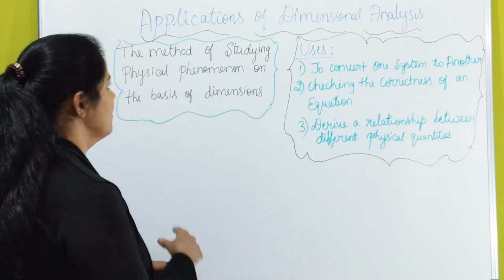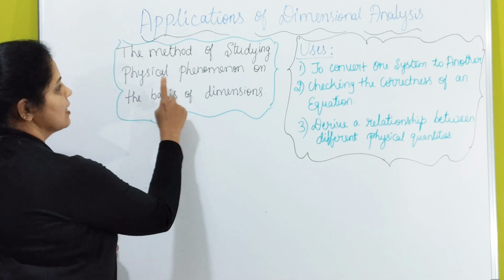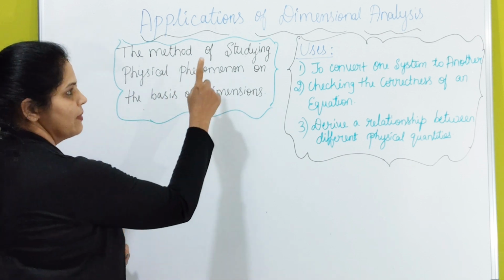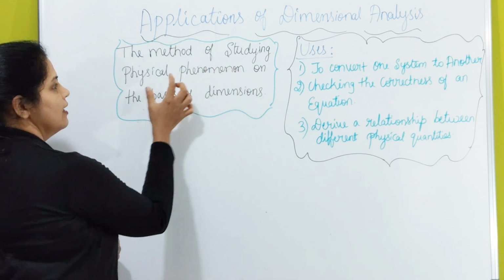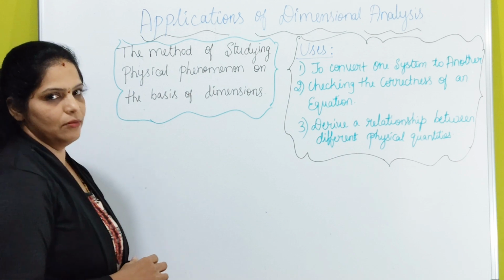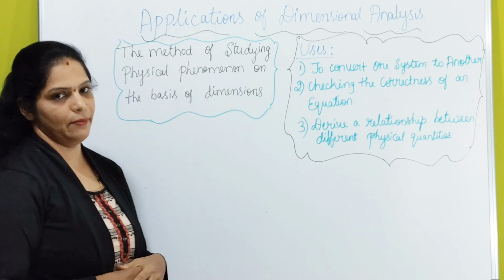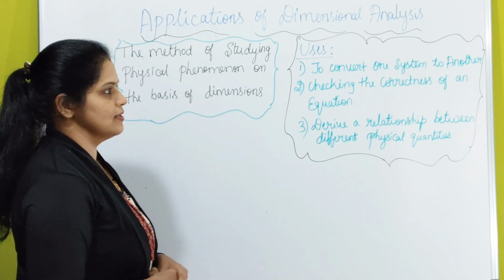Now, dimensional analysis is a method of studying a physical phenomenon on the basis of dimension. What is dimensional analysis? That is one method. Here we are studying a physical phenomenon on the basis of dimension. By taking the help of dimension, we are studying this physical phenomenon. So what are the applications of dimensional analysis?